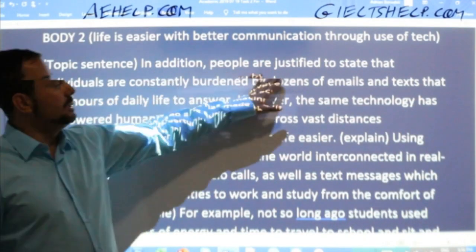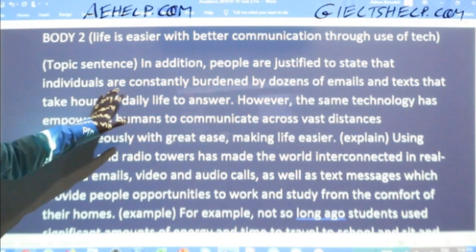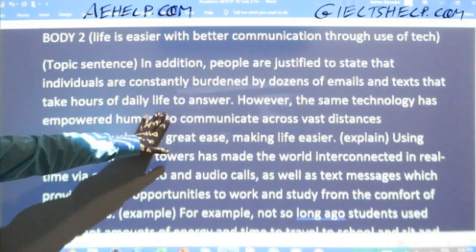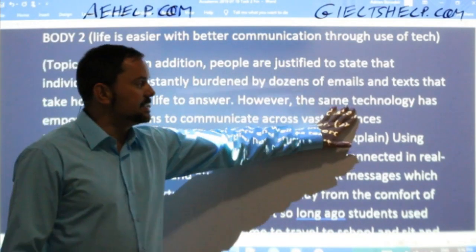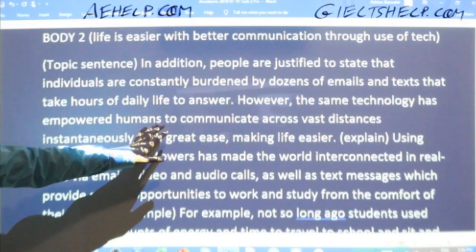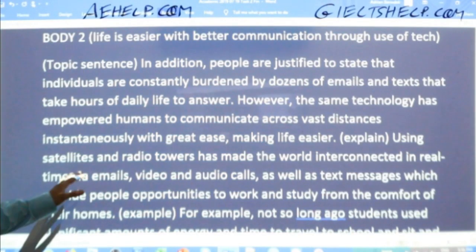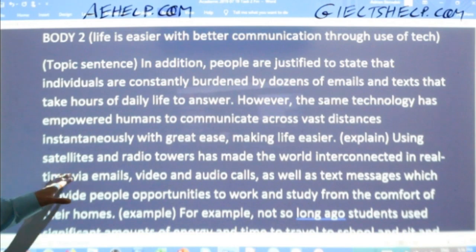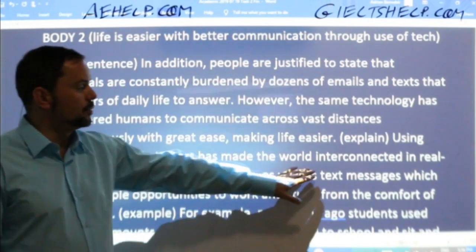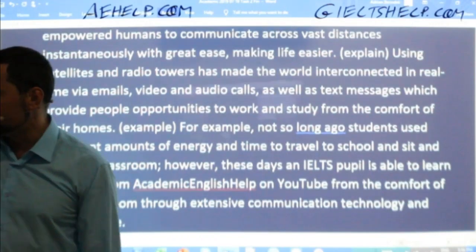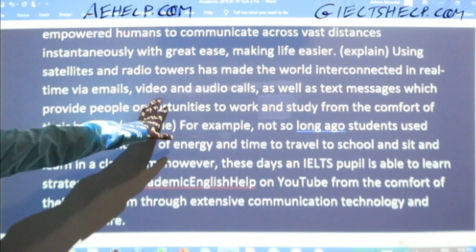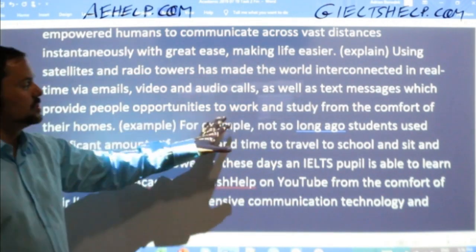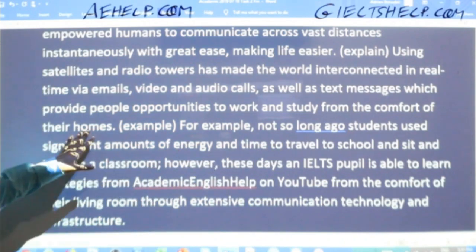In addition, people are justified to state that individuals are constantly burdened by dozens of emails and texts that take hours of daily life to answer. However, the same technology has empowered humans to communicate across vast distances instantaneously with great ease, making life easier. Using satellites and radio towers has made the world interconnected in real time via emails, video, and audio calls, as well as text messages, which provide people opportunities to work and study from the comfort of their homes.